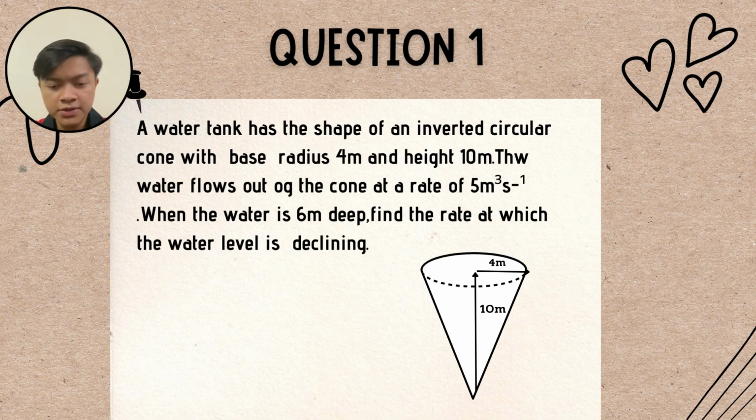For question 1, a water tank has the shape of an inverted circular cone with base radius 4 meter and height 10 meter. The water flows out of the cone at a rate of 5 meters squared, and when the water is 6 meter deep, find the rate at which the water level is declining.